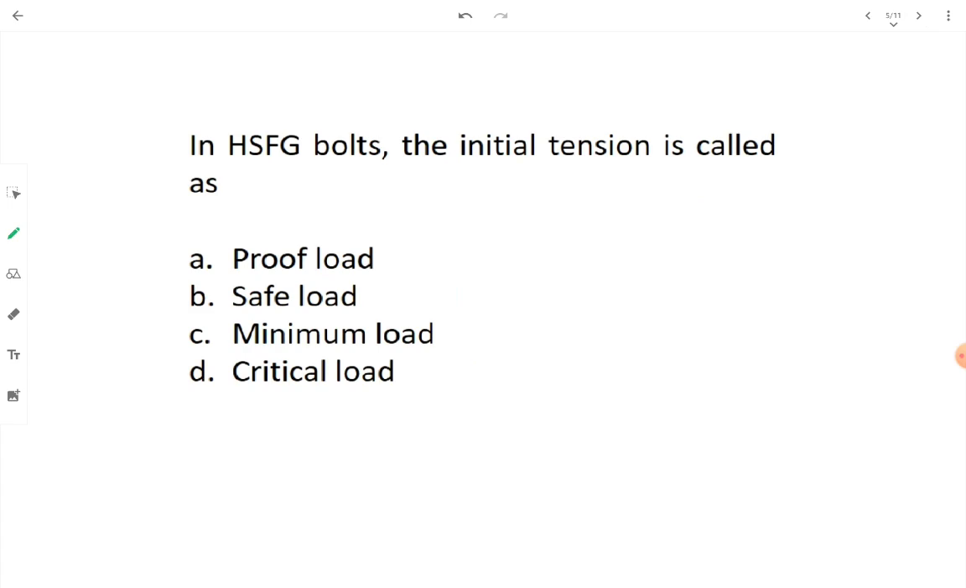Then in HSFG bolt, the initial tension is called as proof load. Okay, the initial tension in case of HSFG bolt is called as proof load.